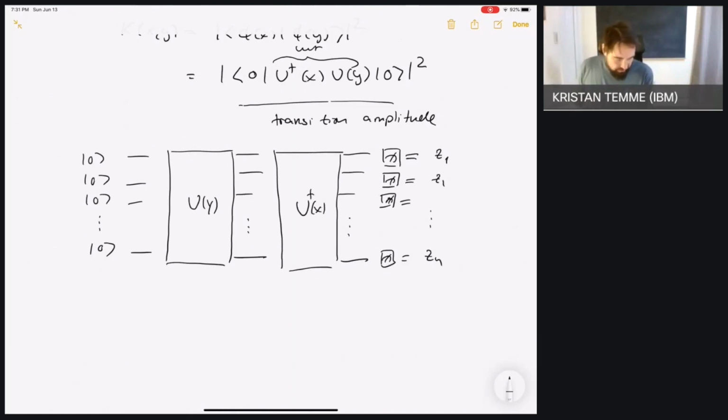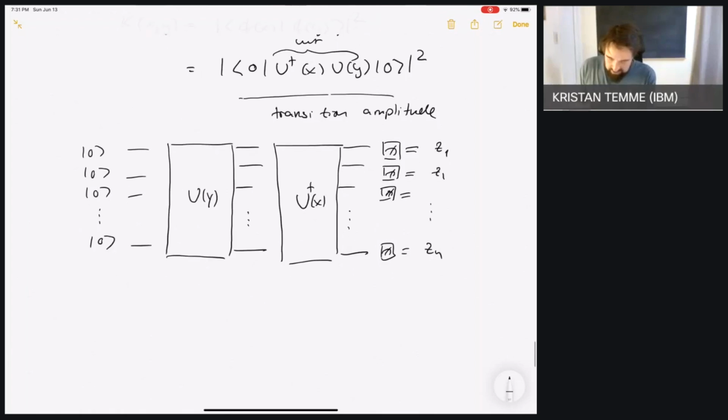Okay, so what you can see is basically you start in 0, you evolve forward in U_y, then you evolve backward with U dagger x, and you count how many times you see 0. And that transition amplitude, the probability of you seeing the 0-bit string on the outcome, is actually exactly your kernel value. And there are other ways of doing this. You can prepare swap tests and so forth, but this is one of the most economical ways that we're aware of.